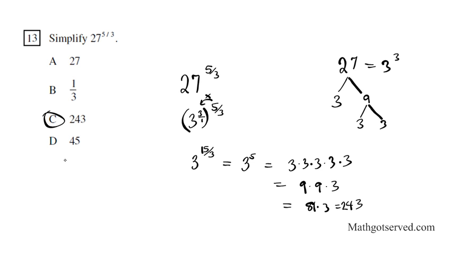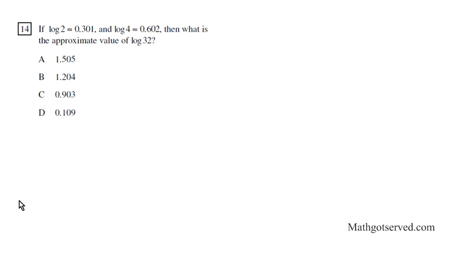Alright, let's move on to question number 14. On question 14, we have to find the approximate value of log of 32, given the fact that log of 2 is equal to 0.301 and log 4 is 0.602. To do this, I just need to express 32 using a combination of one of these two. So let's break down 32 as much as we can. I'm going to use 2 to break it down.